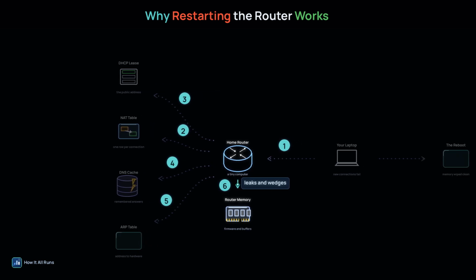Beneath every table sits memory. Firmware leaks a little on each connection, buffers fill, and after weeks of uptime, the wireless driver can wedge entirely, so the radio stops answering while the lights stay green.